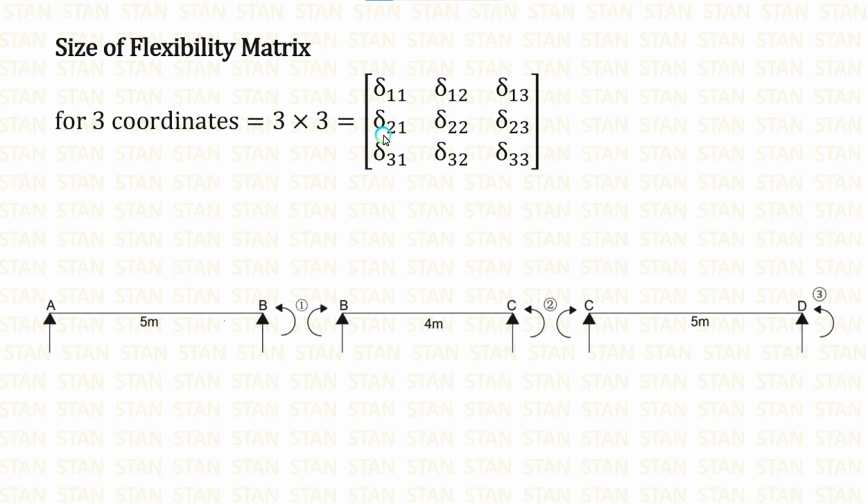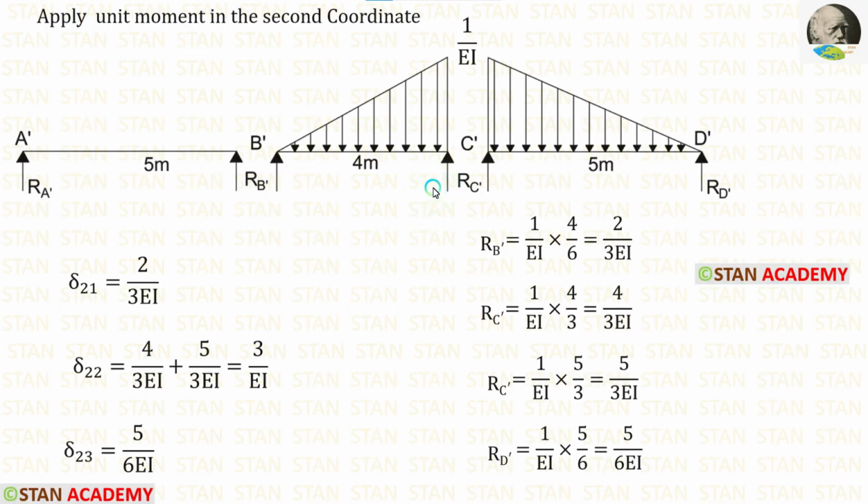Now, let us find the second row in the flexibility matrix. For that, we have to apply unit moment in the second coordinate. I have applied unit moment in the second coordinate. After applying unit moment, we can make these diagrams. First, let us calculate delta 2, 1. For that, we have to find RB dash. The formula to calculate RB dash is WL upon 6. Using the formula, we can calculate RB dash.